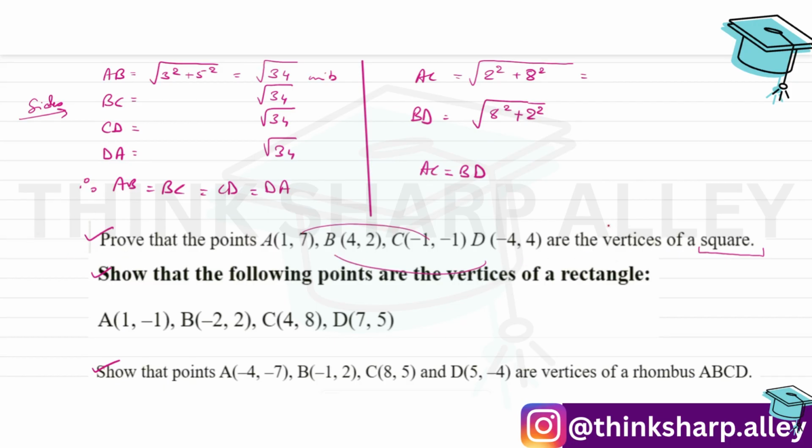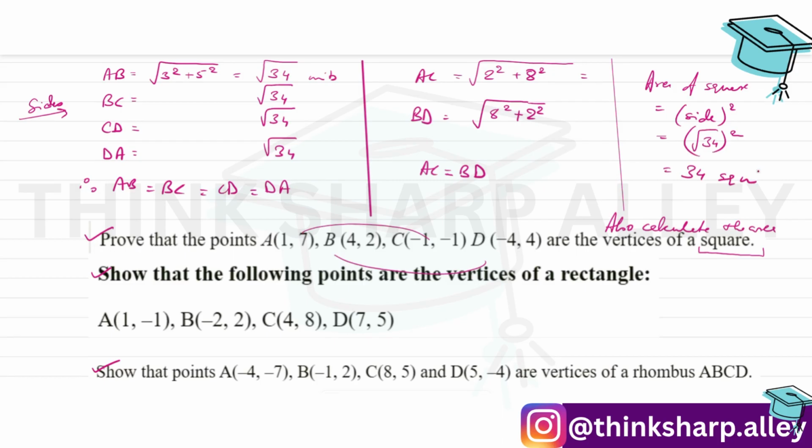Now what if they ask an additional question over here? Also calculate the area. So how do I calculate area? For finding out the area, here we are going to use the formula of area of a square, which is the square of the side. Now the sides are square root 34. So square root 34 squared is just 34 square units. That's it.